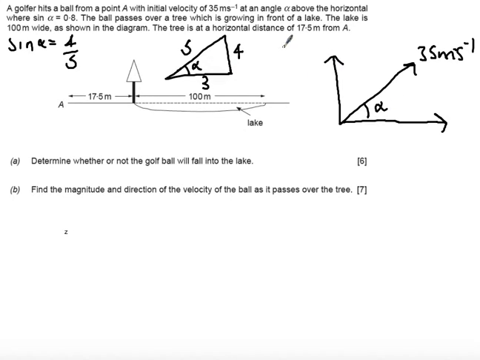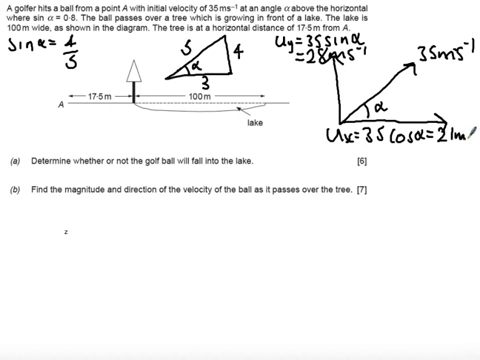So working vertically, uy equals 35 sine alpha, so 35 times 4/5 is 28 meters a second. Working horizontally, ux is going to be 35 cos alpha, 35 times 3/5, so 3/5 gives me 21 meters a second.